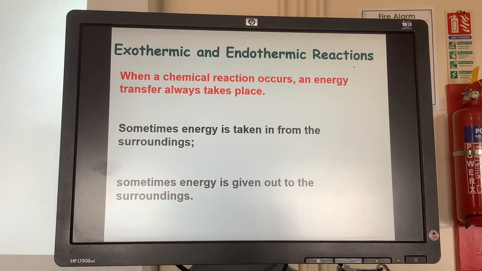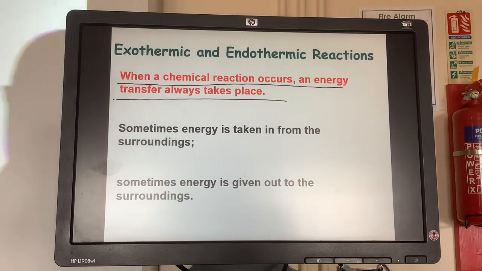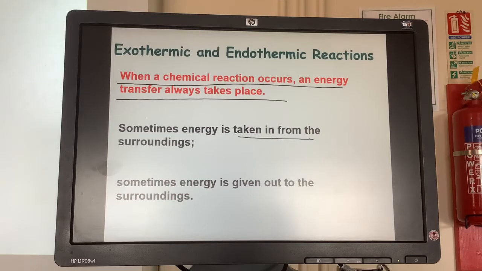You might want to highlight the first sentence. When a chemical reaction occurs, an energy transfer always takes place. Energy might be given out, and energy might be taken in. Sometimes energy is taken in from the surroundings. Energy comes from the surroundings around the chemicals, the reactants, into them. Sometimes, though, energy is given out to the surroundings.